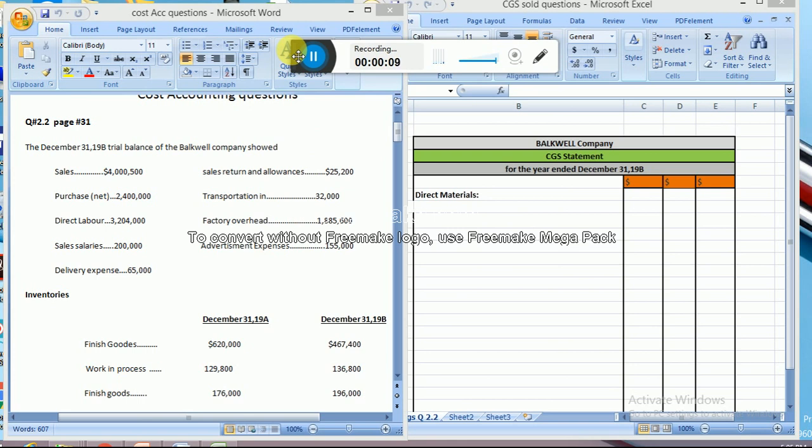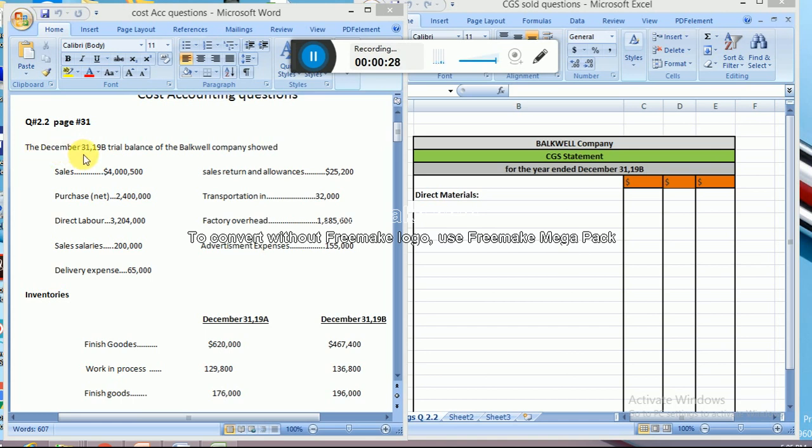So today we will solve a practical question on the cost of goods sold statement. Question number 2.2, exercise, page number 31 in your book. First we will read the question, after that we will solve it.